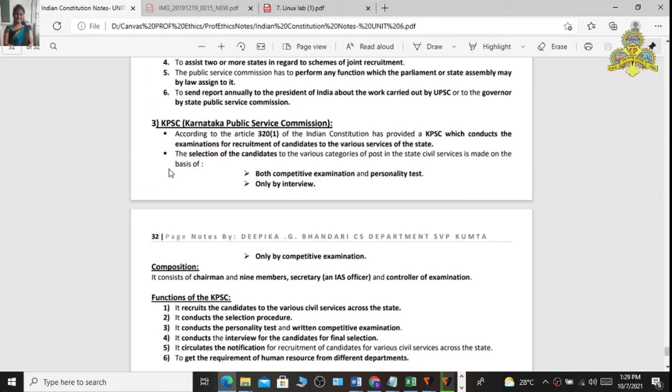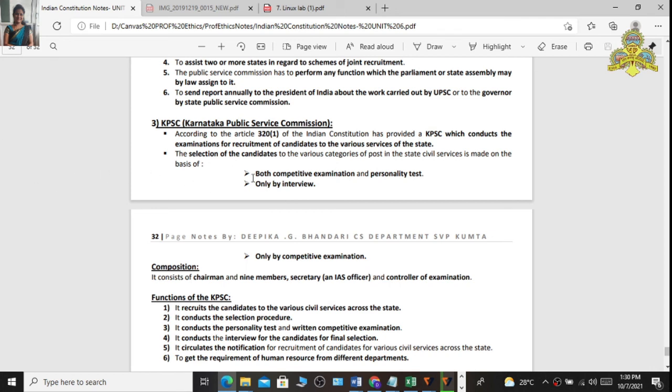KPSC, Karnataka Public Service Commission. According to Article 320, the Indian Constitution has provided a Public Service Commission. In our state, the Public Service Commission is called KPSC, Karnataka Public Service Commission, which conducts the examinations for recruitment of the candidates to the various services of the state.